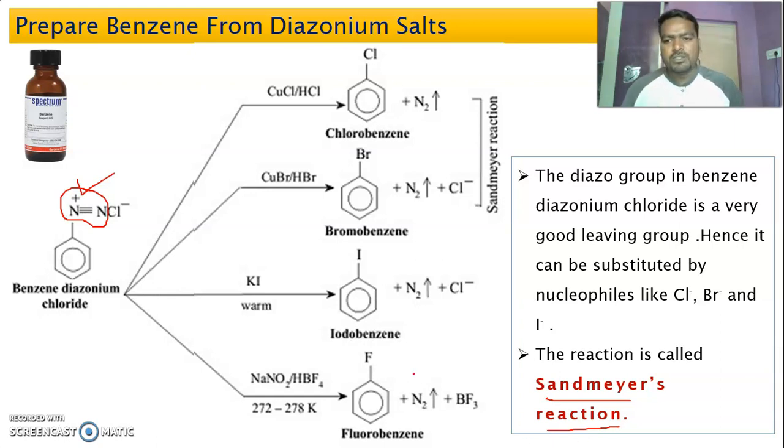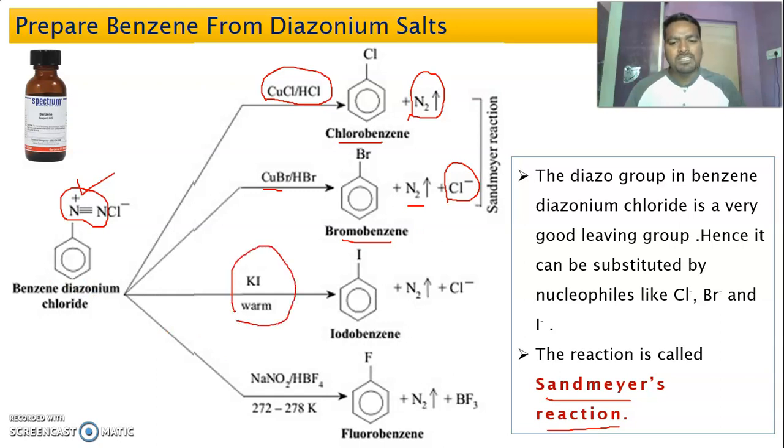Let us see the reaction. When benzene diazonium chloride reacts with CuCl, cuprous chloride in HCl, it gives chlorobenzene, and it liberates nitrogen gas. If you treat the same benzene diazonium chloride with cuprous bromide over hydrogen bromide, it gives bromobenzene, liberates N2 gas, and gives chloride ion. And if you react the same benzene diazonium chloride with potassium iodide, you are going to get iodobenzene, and it liberates N2 gas and chloride ion.